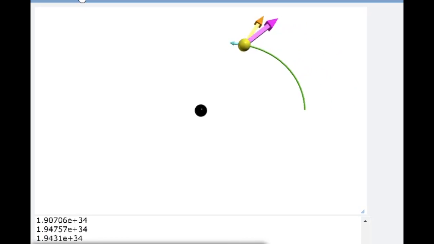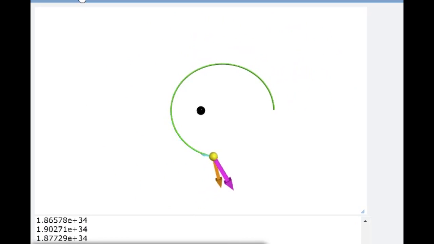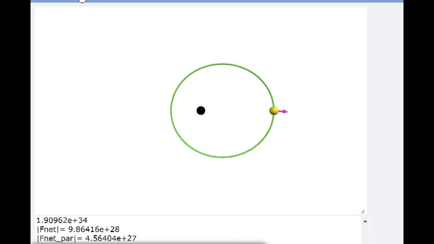Cool, and when you run this program, you'll see the star orbiting around the black hole, and that green is a trajectory. And there are three arrows representing the net force, and then the parallel and perpendicular components. And then the values are shown below.